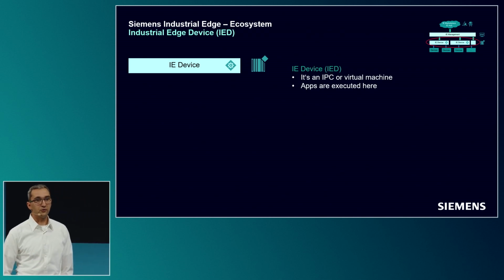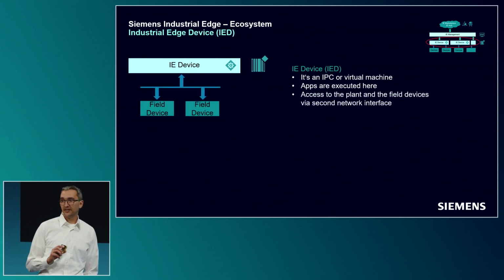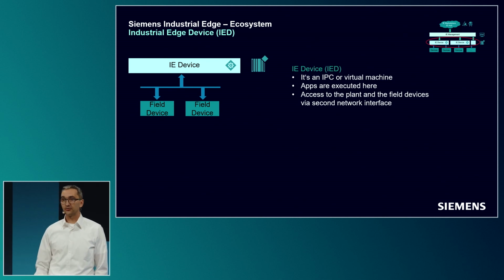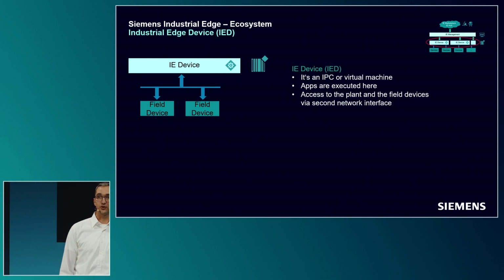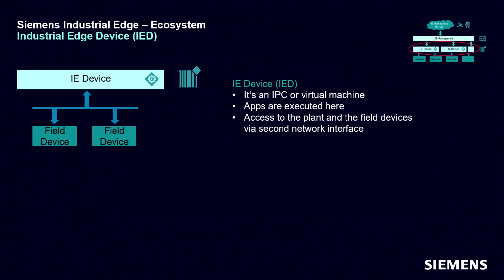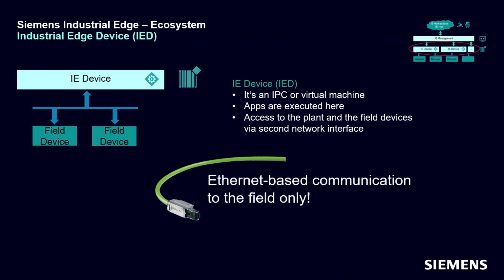And now the important information. The industrial edge devices are the only devices of the ecosystem which have physical access to the plant infrastructure and field devices. And therefore, the second network interface of the industrial edge device is used. So, only Ethernet-based communication to the process automation is supported. But what does the process automation look like?